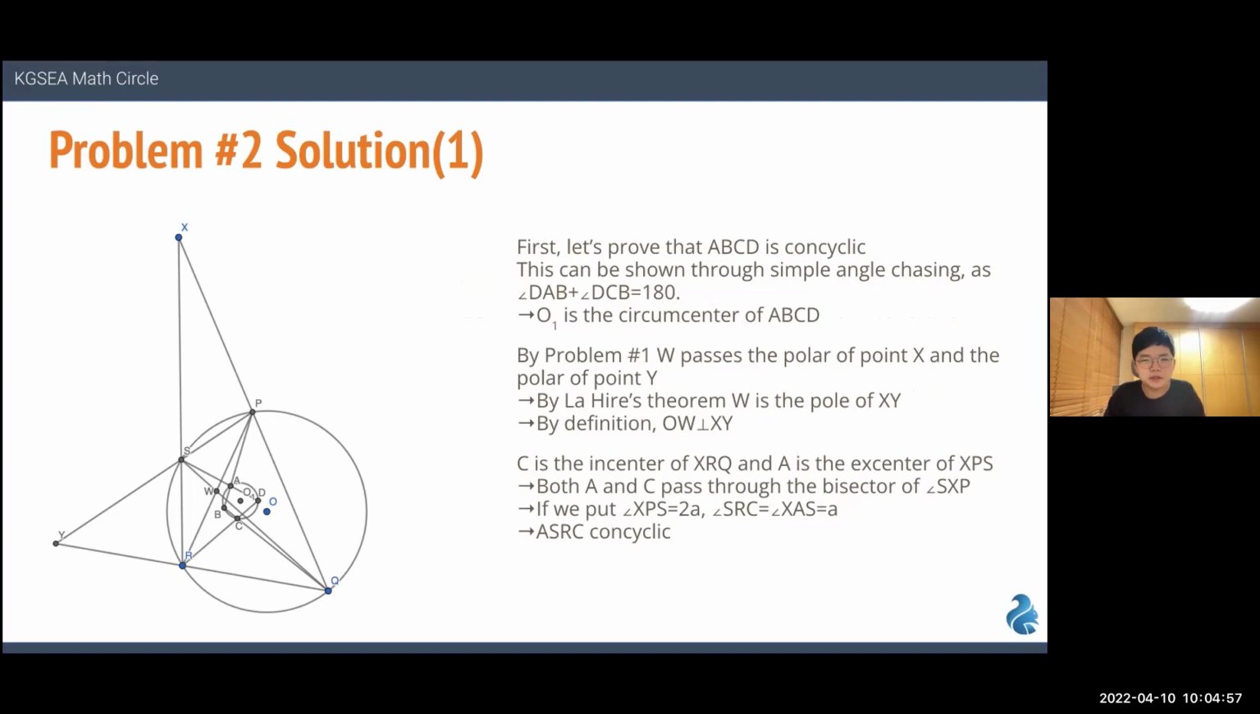By problem number 1, W passes through the polar point X and the polar point Y, which means that by La Hire's theorem, W is the pole of XY. By definition, OW and XY are perpendicular.